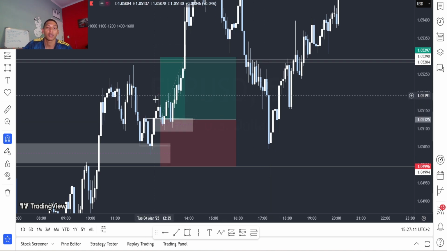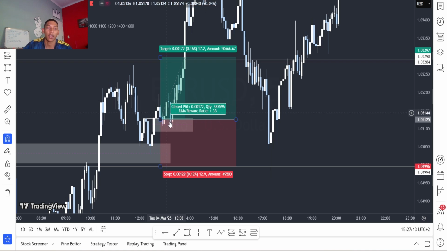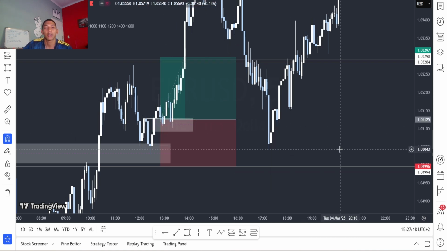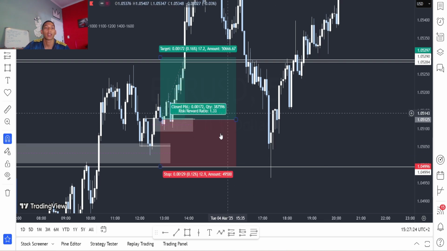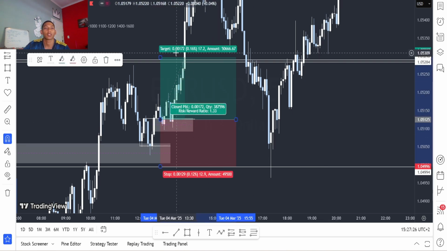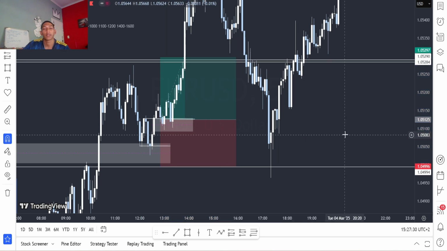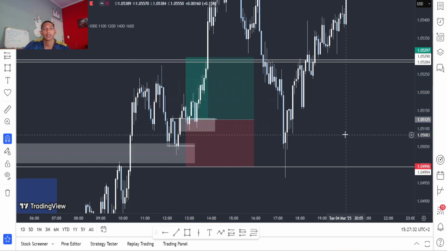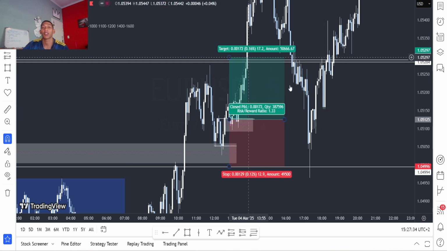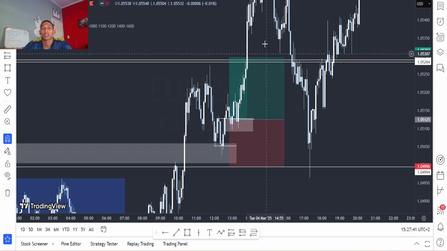Price forms this doji. So we can now expect this fair value gap to get filled. Price pushes into the fair value gap. That's when we execute, right? Execute there and target that high I was speaking about. And then you just let price do its thing. And not even joking, as soon as my TP got hit, price just shot up.